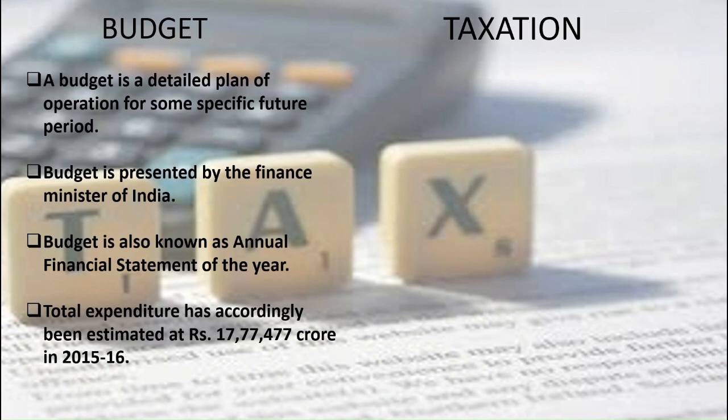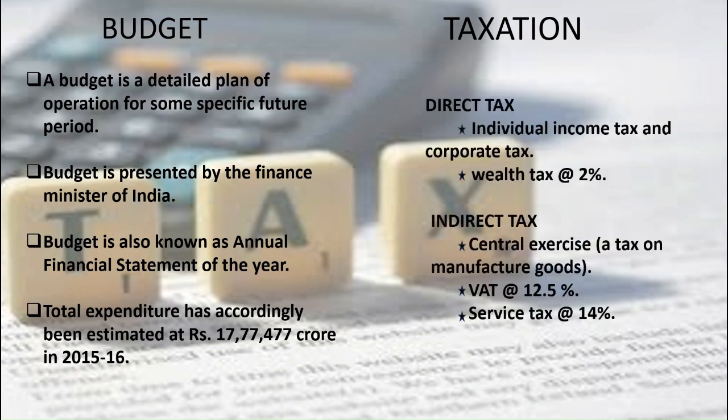Budget. A budget is a detailed plan of operation for some specific future period. Budget is presented by the Finance Minister of India. It is also known as the annual fiscal statement of the year. The total expenditure has accordingly been established at rupees 17 crores 77,477 in 2015 to 16.